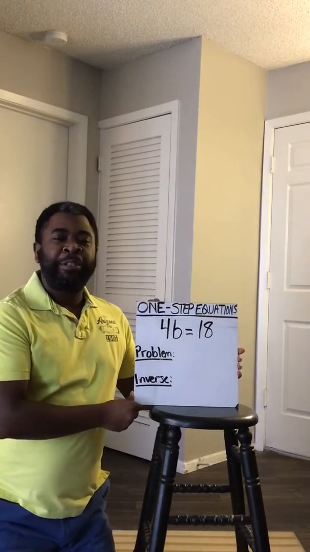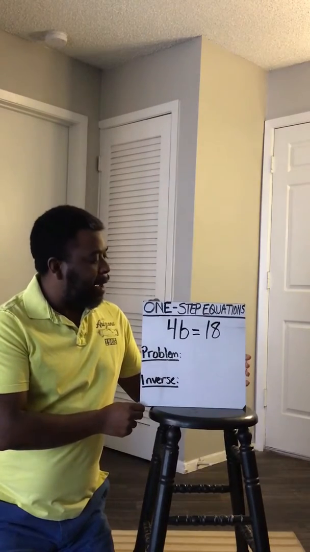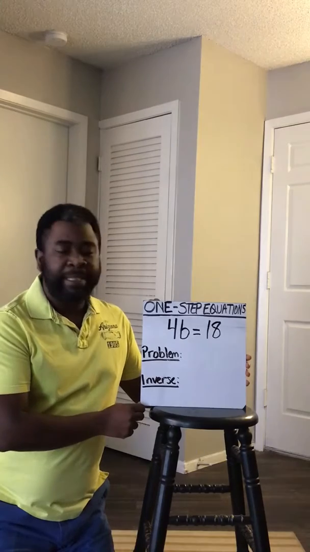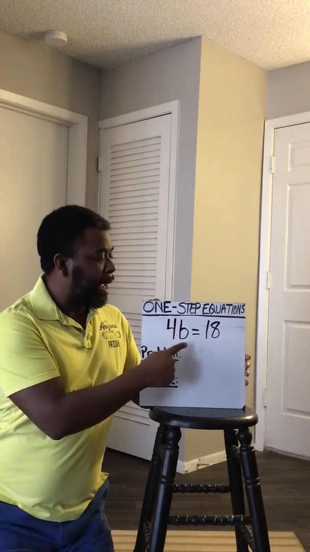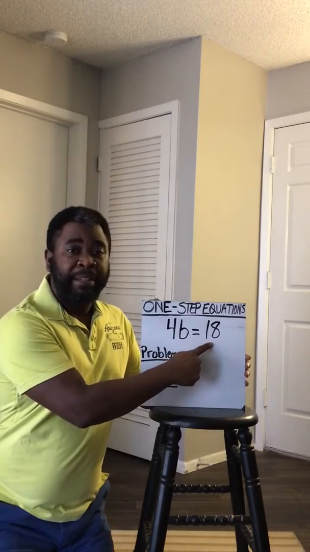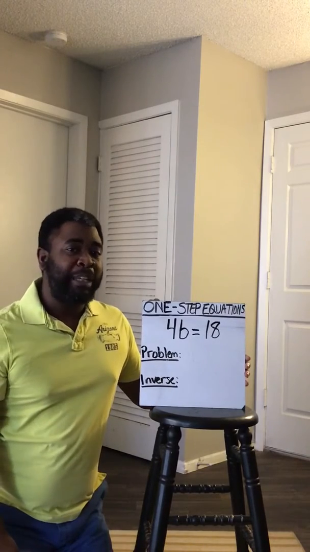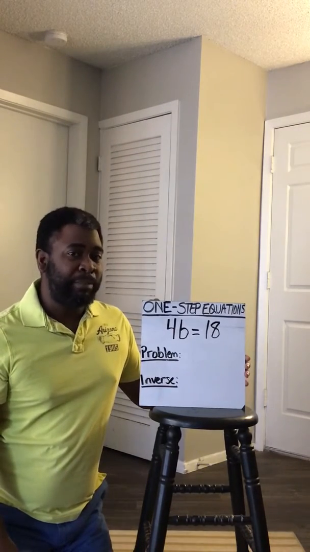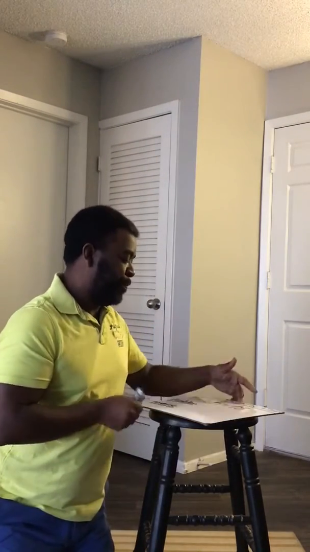All right, guys, so we're still doing one-step equations. And as you can see, I have 4b is equal to 18. So 4 times b is equal to a positive 18. So what kind of problem is this? Well, the key word was 4 times b, so it's a multiplication problem.